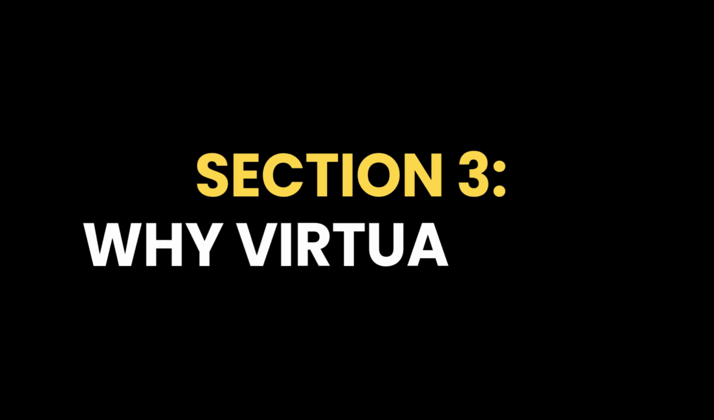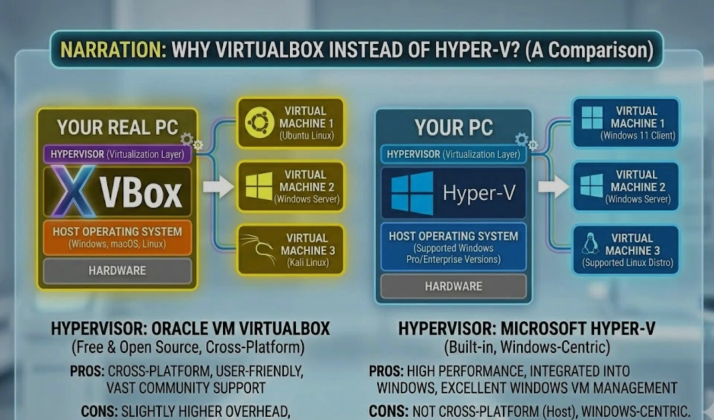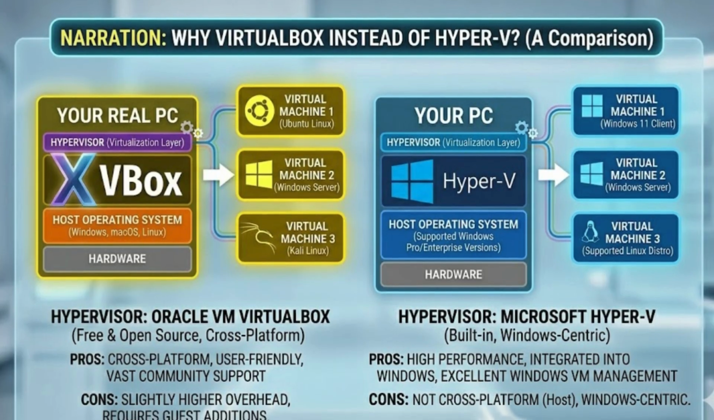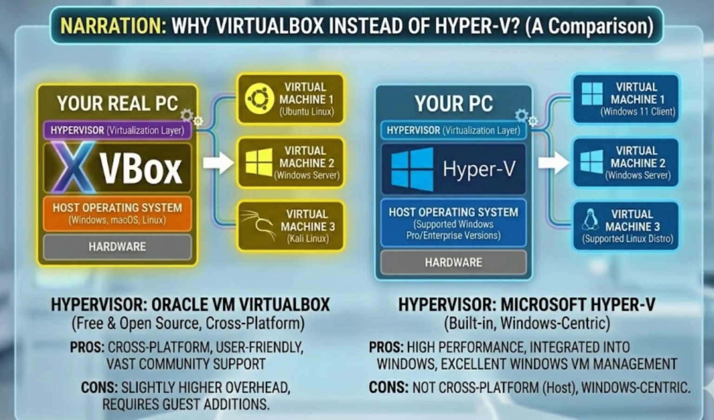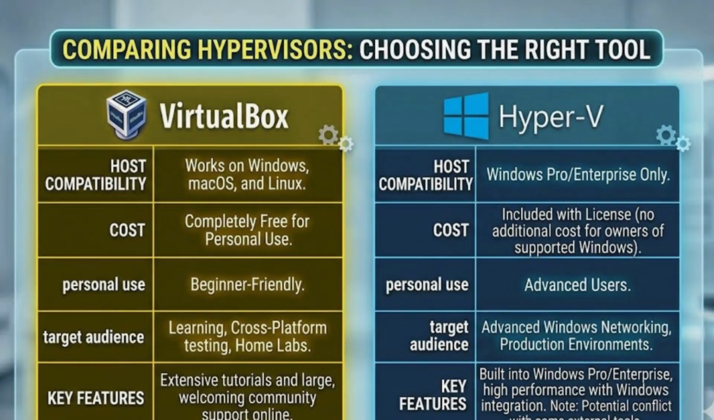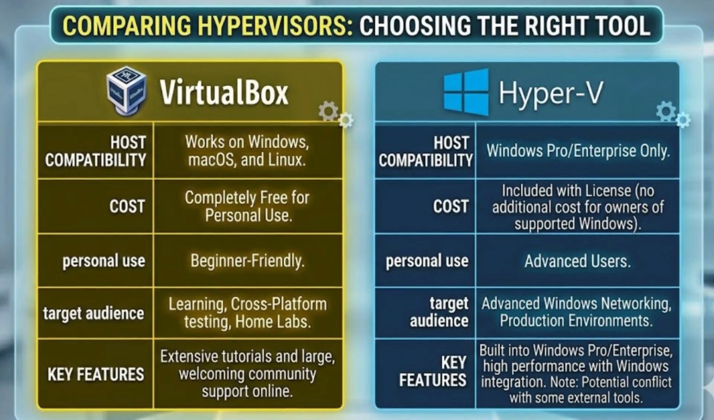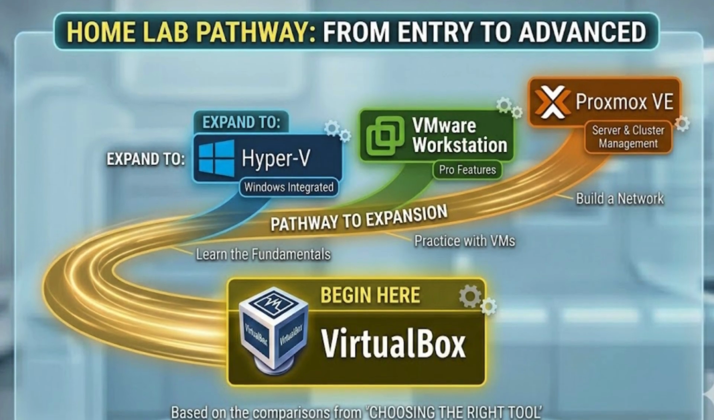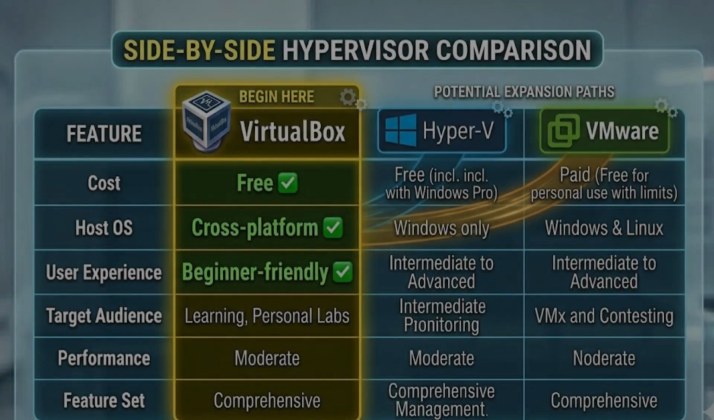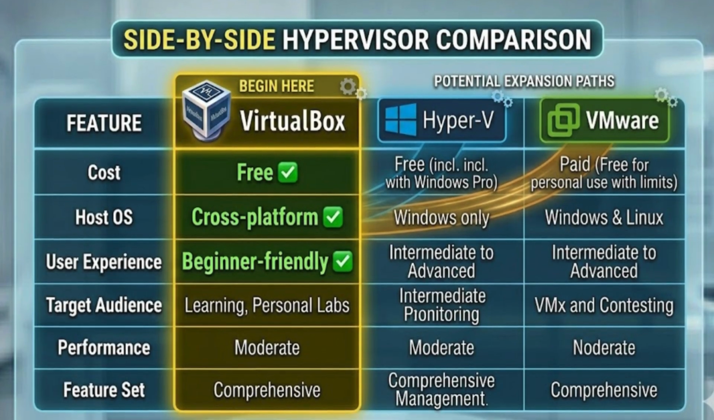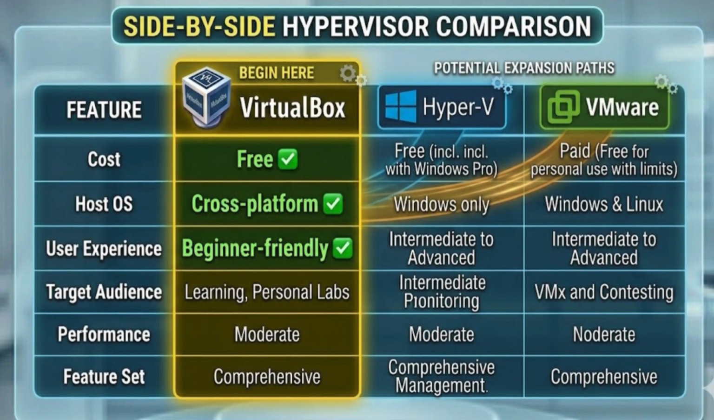Section 3. Why VirtualBox? Now, if you've watched my Hyper-V tutorial, you might be wondering, why VirtualBox instead of Hyper-V? Great question. Here's the difference. Hyper-V is built into Windows Pro and is excellent, but it's Windows only, and it can interfere with some other tools. VirtualBox works on any operating system. It's completely free, including for personal use, and it has a huge beginner-friendly community with tons of tutorials and support online. For someone just starting their home lab journey, VirtualBox is the easiest entry point. Once you're comfortable, you can absolutely expand to Hyper-V, VMware, or Proxmox. But today, we start here.